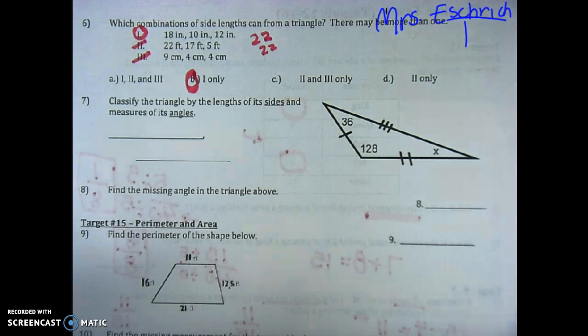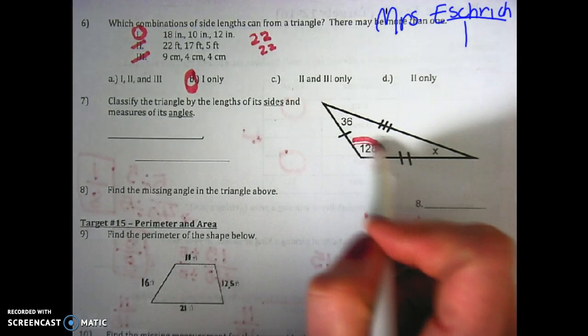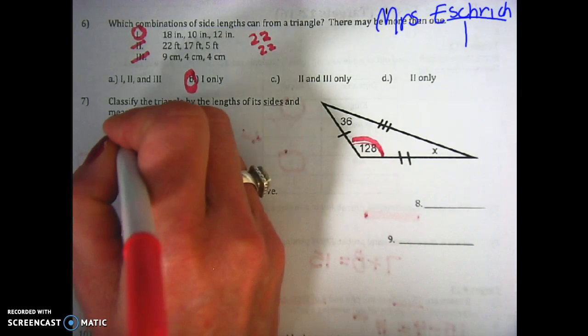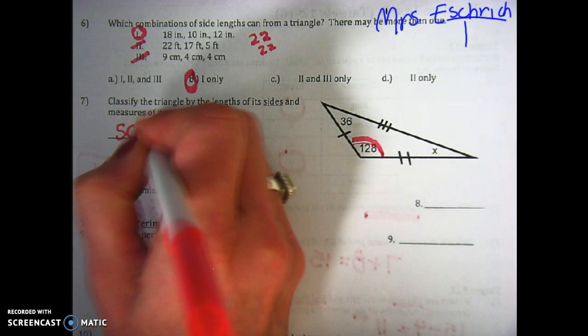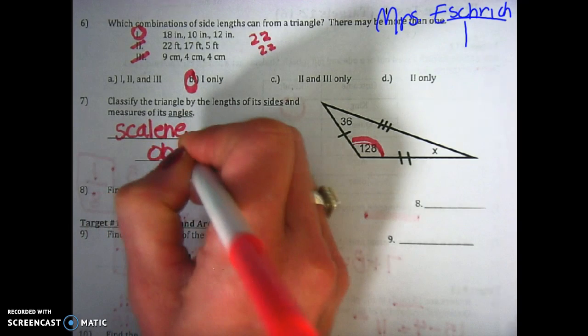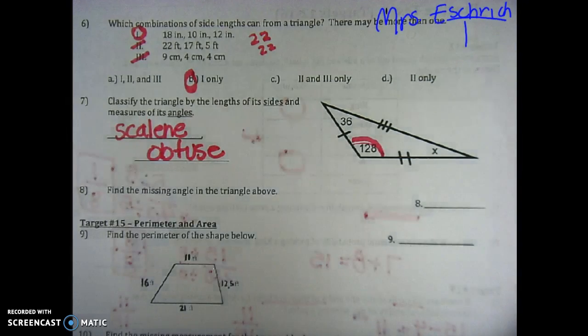Classify the triangle by the lengths of its sides and the measure of its angles. Well, it says right here that this is 128 degrees. All three sides are different, so it's going to be scalene, because they're all different, and obtuse, because it's larger than 90 degrees.